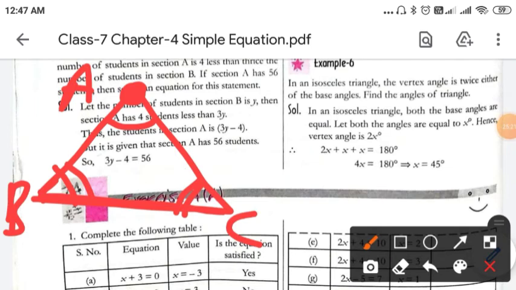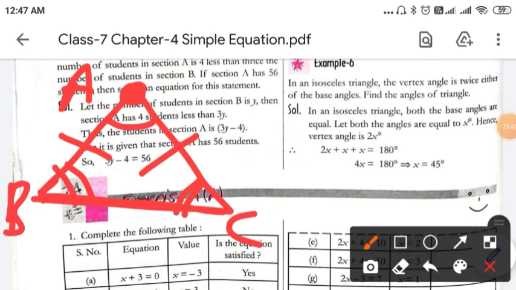Angle A is the vertex angle, and B and C are the base angles. Always remember that the angle at the top is called the vertex angle, and the angles formed at the base are called base angles. Here it is given that it is an isosceles triangle. What is the property of an isosceles triangle? An isosceles triangle has two sides equal. So suppose AB and AC are equal.